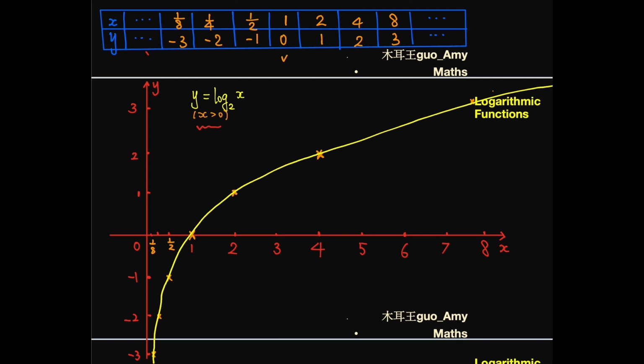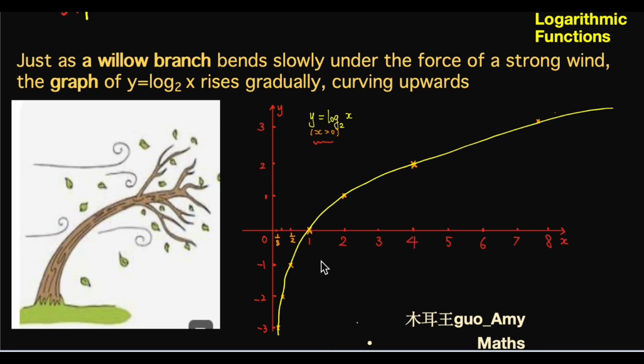Done. By connecting all these points smoothly, we obtained this curve. For the graph of y equals log x to the base 2, it rises gradually, curving upwards. It's very similar to a willow branch, which bends slowly under the force of strong wind. It will be very helpful for you to remember the shape of this logarithmic function.